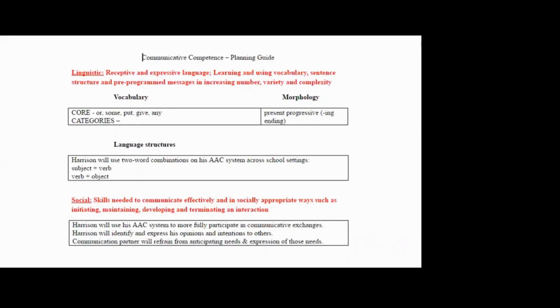So I shared this framework with a team in Connecticut this fall, and they have taken it and run with it. This is an example of how they've changed it a little bit so that it's easy for them to send home and mom and dad know what they're talking about at school. They've defined everything in red. So linguistic is receptive and expressive language: learning and using vocabulary, sentence structure, and pre-programmed messages, and increasing number, variety, and complexity. They've got their IEP goal condensed there, so mom and dad know these are the words and this is what's going with this goal. And they've got their social stuff down below.